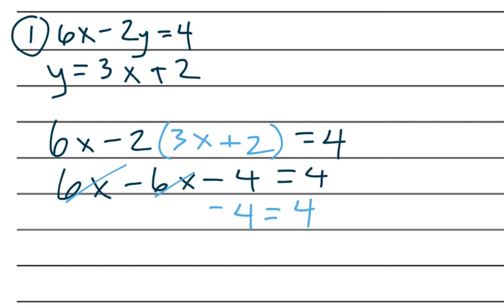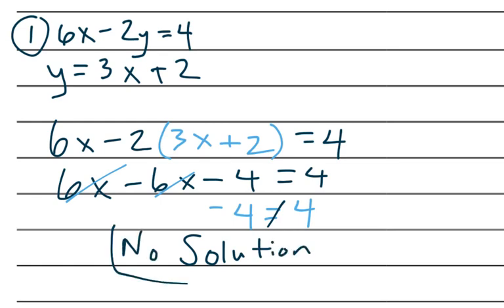And no, this doesn't mean that you made a mistake or anything. What this means is that negative 4 does not equal 4, and your prediction is either that it's no solutions or infinite. And whenever you get something that is false, that means that it's a no solution.